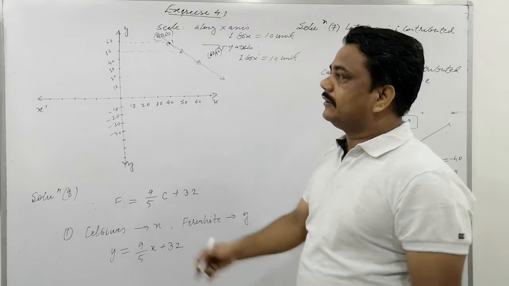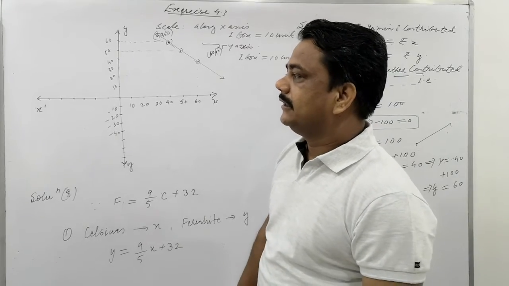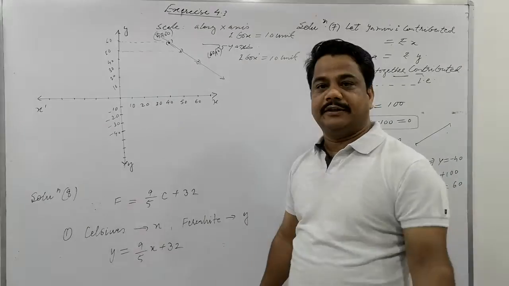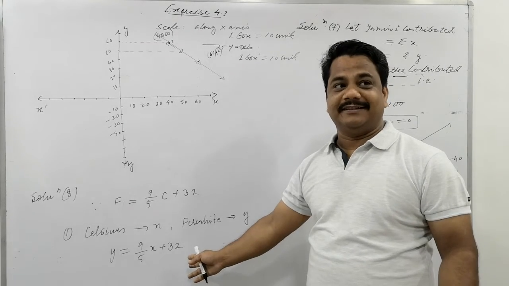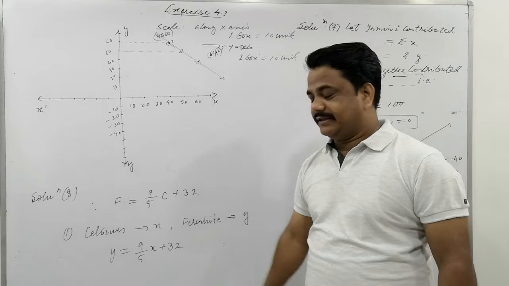Clear? So what it is saying here is draw the graph. So for drawing the graph, what is needed? Slope form. Slope form is already this. Yeah. What is the measure of slope?